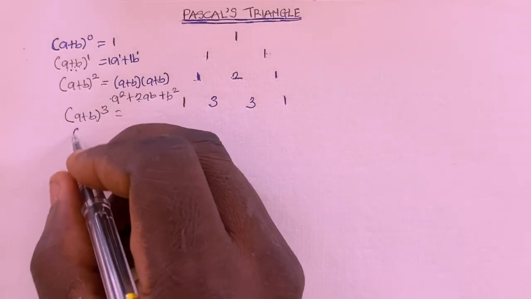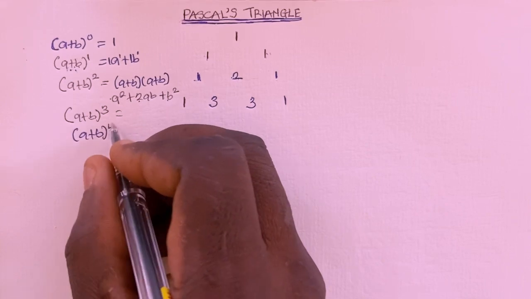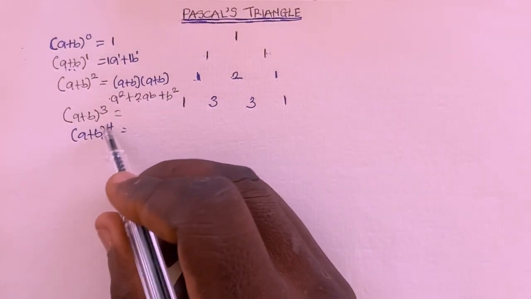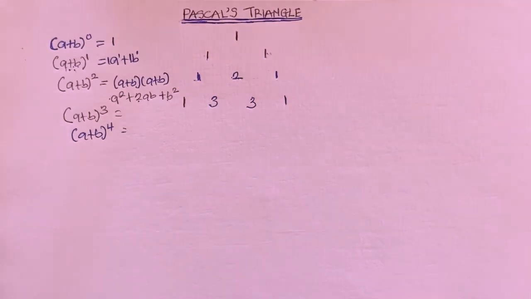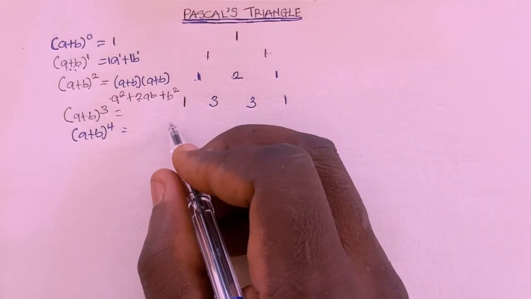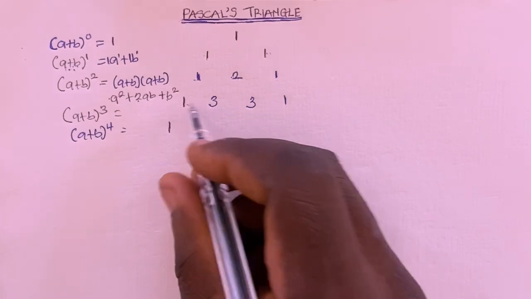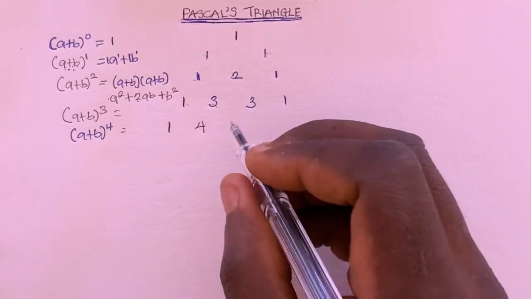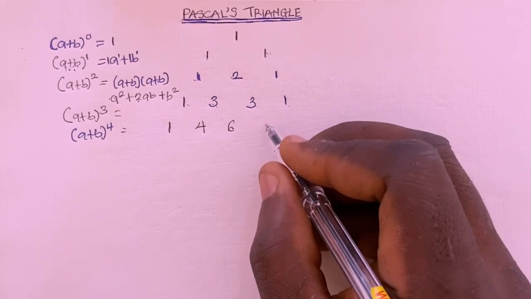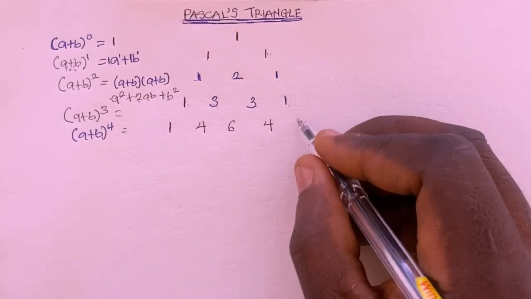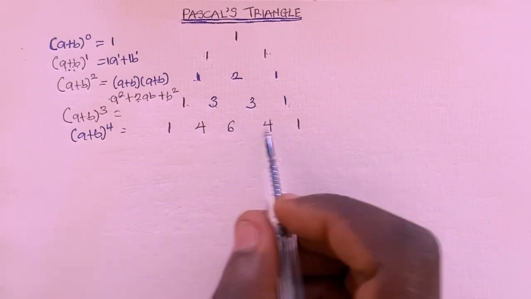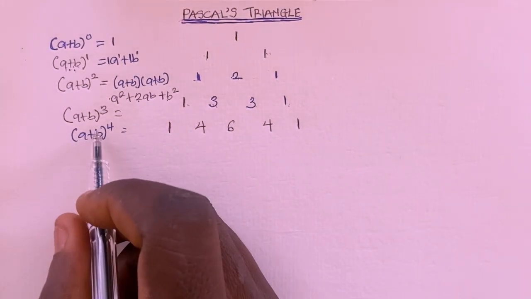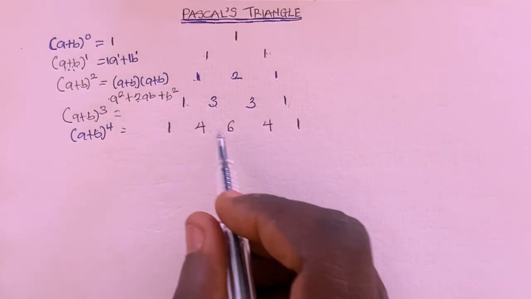Now what if you have (a + b) raised to power 4? Since the power here is 4, the coefficients are going to be, I bring this 1 down here, followed by 1 plus 3, which gives me 4, followed by 3 plus 3, which gives me 6, then 3 plus 1, which gives me 4. Then I bring this 1 down. So these are the coefficients of each term present in this expression. By the time you expand it, you are going to have the coefficients 1, 4, 6, 4, 1.